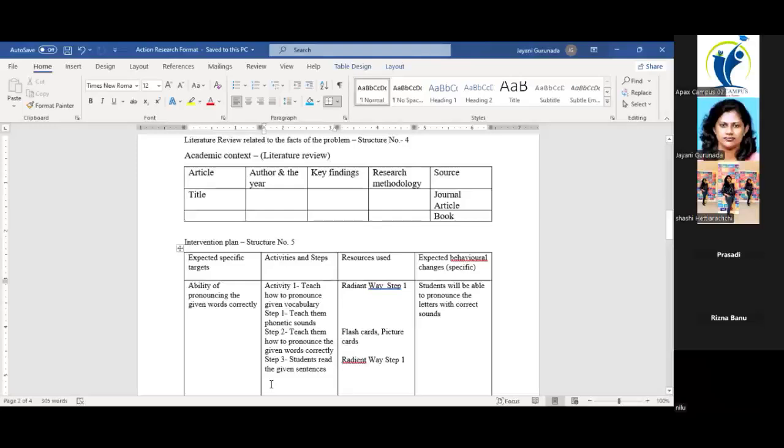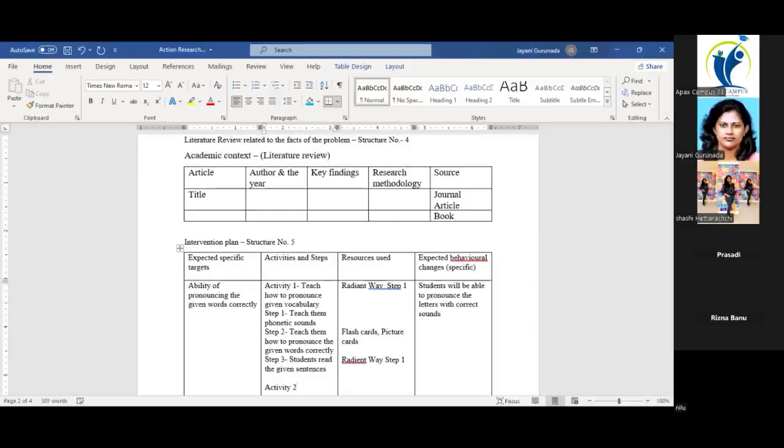Within one day, you are doing a number of steps. One activity, number of steps. So, second day, you have activity 2. So, activity 2, what are you going to do? Right? Like that, you can fill this.